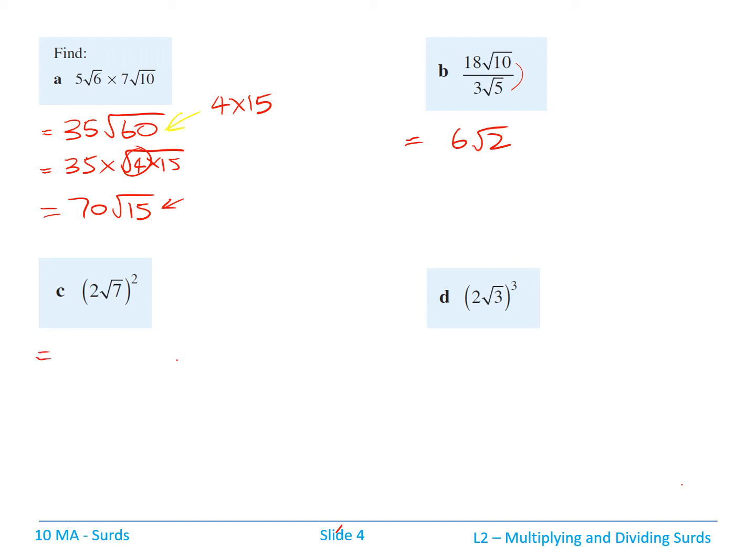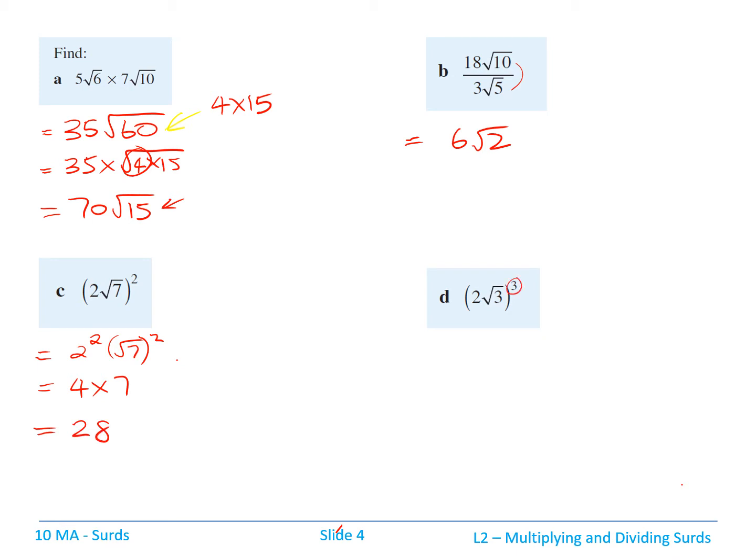Here I've got 2 root 7 squared. Now a lot of people will forget about squaring the 2, but you actually have to square the 2. So it's the same as 2 squared, root 7 squared. If I square 2, I get 4. If I square root 7, I just get 7. So I get 4 times 7, which is 28.